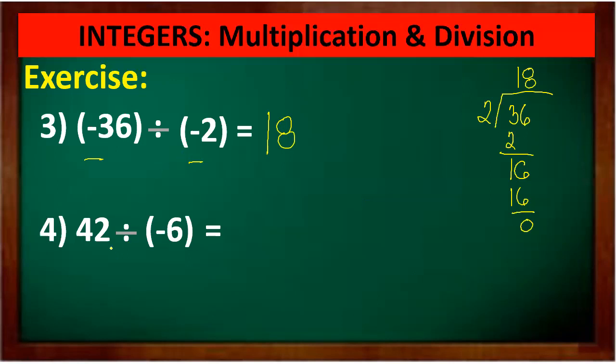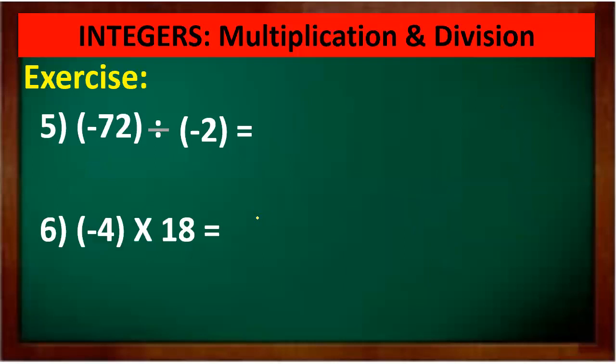Next is we have 42 divided by negative 6. So if you have noticed, meron tayong positive 42, while this one we have negative 6. So therefore, we already know na ang answer natin ay magiging negative. So just divide 42 divided by 6, that is 7. Okay? So therefore, ang answer natin is negative 7. Okay? So, mabilis lang mag-solve ng mga problems on multiplication and division of integers. So, just remember the rules.